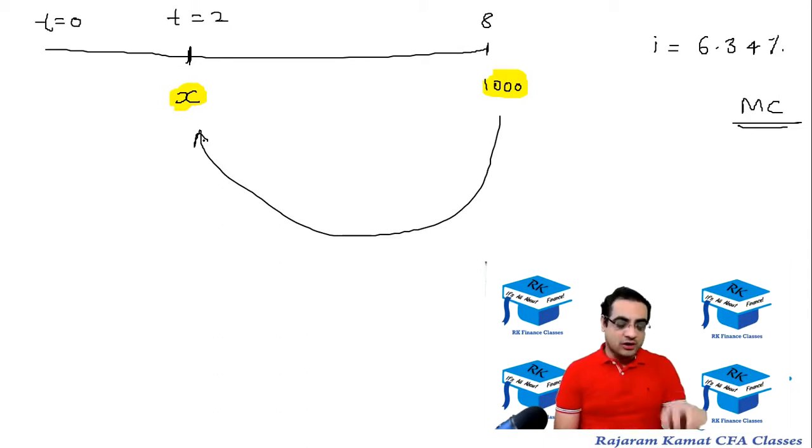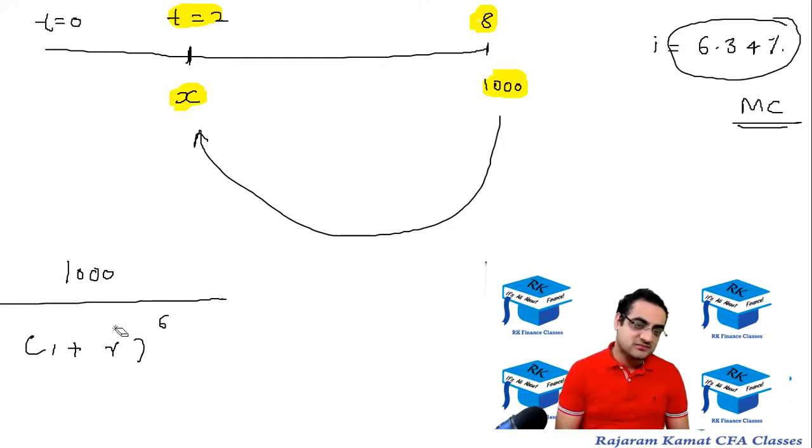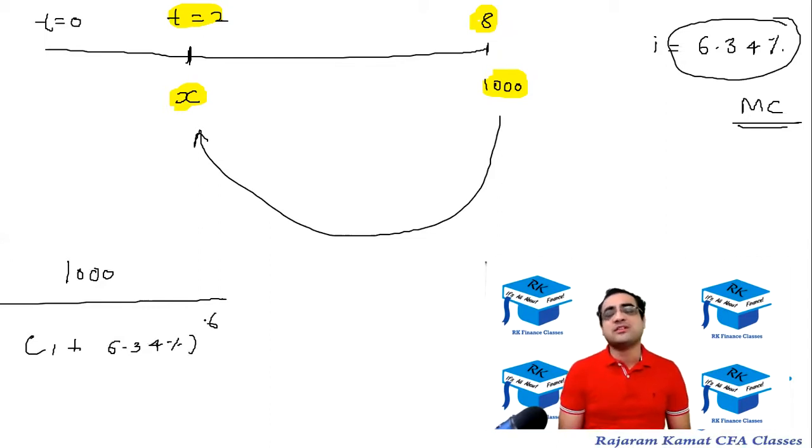It has to be brought back from year 8 to year 2, so it has to be brought back by 6 years. Brought back means discount, which means divide. 1,000 divided by 1 plus r raised to 6. R is over here, 6.34%, and raised to 6. Why raised to 6? Because I'm not taking it back from 8 to 0, I'm taking it back from 8 to 2. So 8 to 2 is 6 years, so raised to 6.